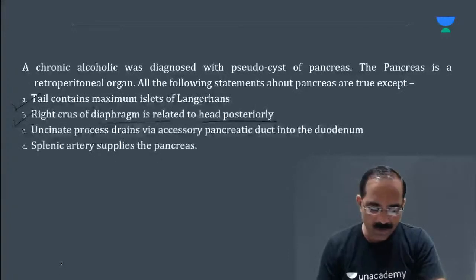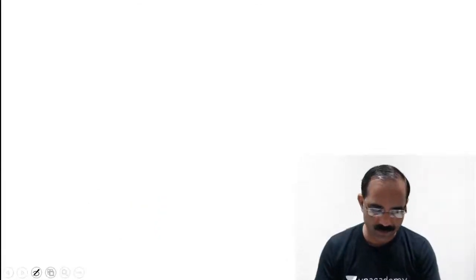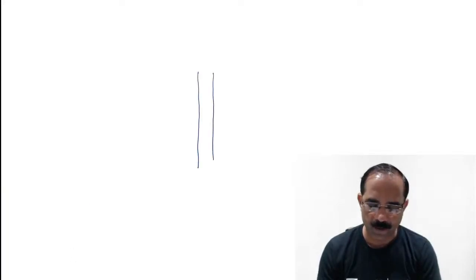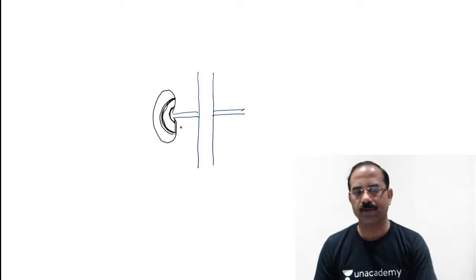Okay, right. Let me have a look at this now, students. I draw this as the IVC. What is this now? That's the right renal vein, and that's the left renal vein. What is this going to be? That's the right kidney. What is this structure here? That's the second part of the duodenum.